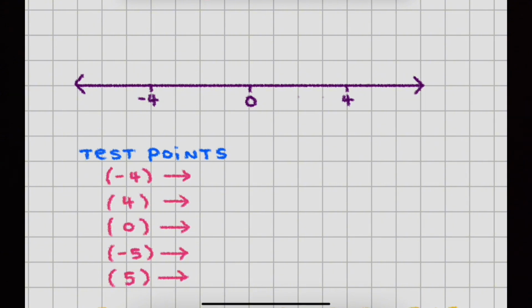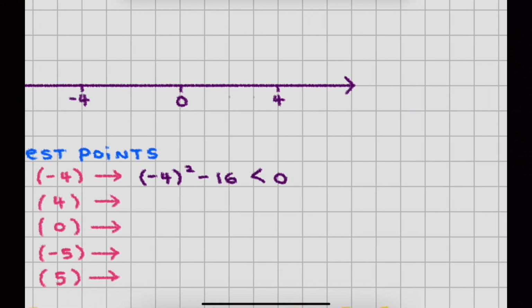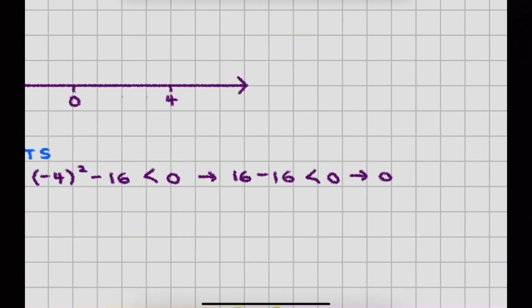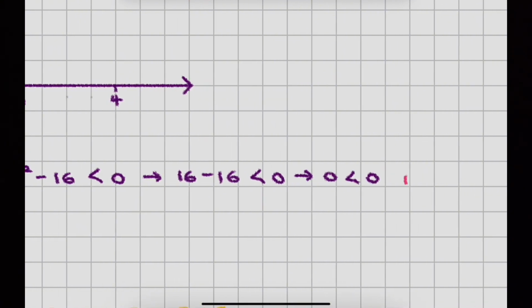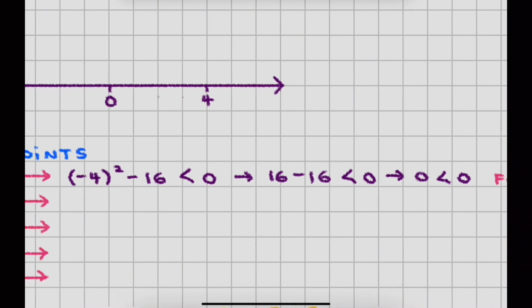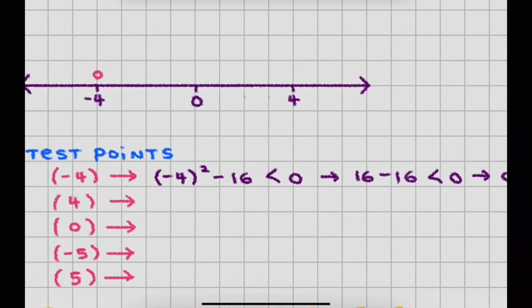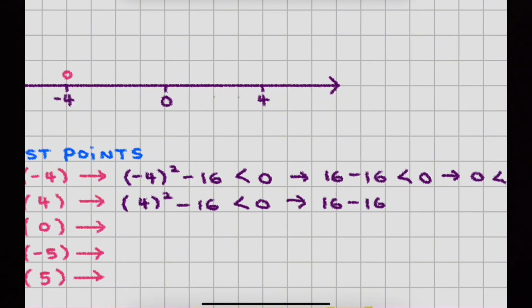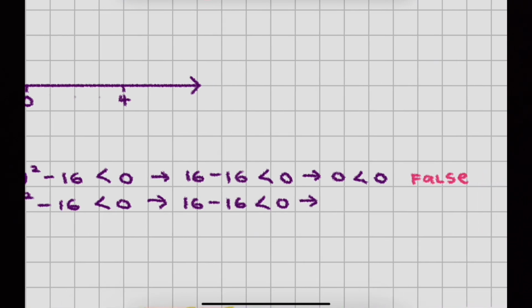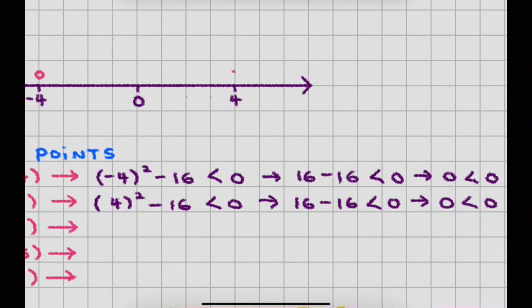Let's first start at minus 4. So, minus 4 squared minus 16 is greater than 0. That would give us 16 minus 16 is greater than 0, and 0 is not greater than 0. So, we'll mark this as false. And on there, we'll just put an open circle. For 4 squared minus 16 is greater than 0, 16 minus 16 is greater than 0. That is not true because 0 is not greater than 0, so that's false. We'll also mark it with an open circle.